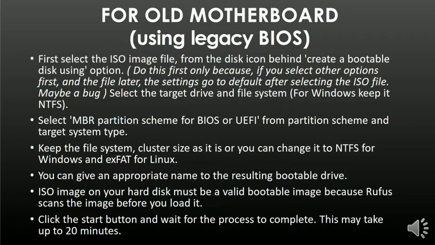Select MBR partition scheme for BIOS or UEFI from partition scheme and target system type. Keep the file system and cluster size as it is, or you can change it to NTFS for Windows and exFAT for Linux. You can give an appropriate name to the resulting bootable drive. The ISO image on your hard disk must be a valid bootable image because Rufus scans the image before you load it. Click the Start button and wait for the process to complete. This may take up to 20 minutes.